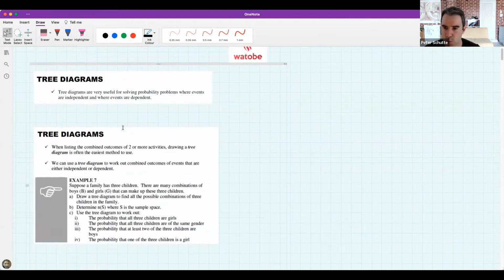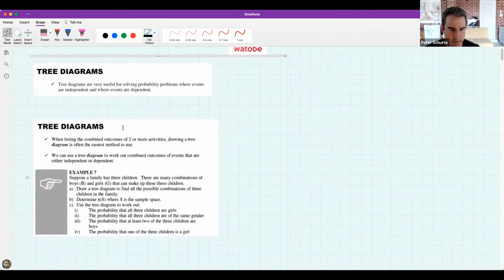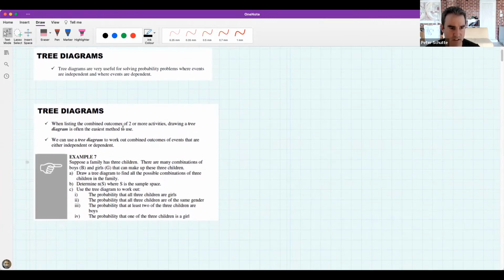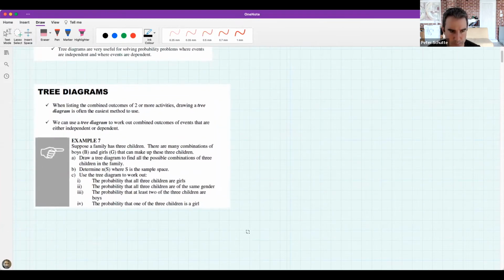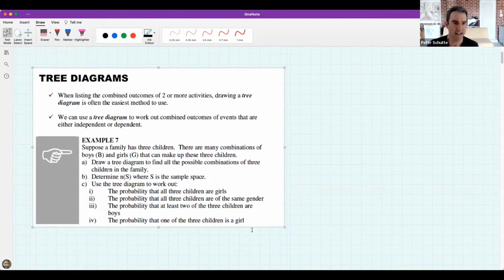Okay, so what is a tree diagram? Let us consider a basic question like this. So when listing the combined outcomes of two or more activities, drawing a tree diagram is often the easiest method to use. And so in this situation, they've given us an example and they said, suppose a family has 3 children. There are many combinations of boys and girls that can make up these 3 children.